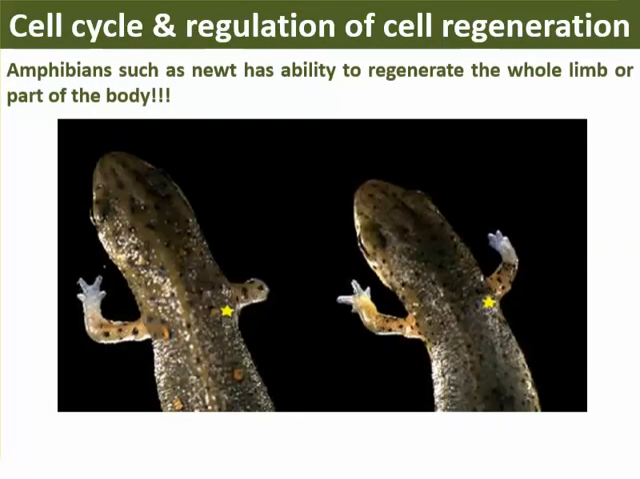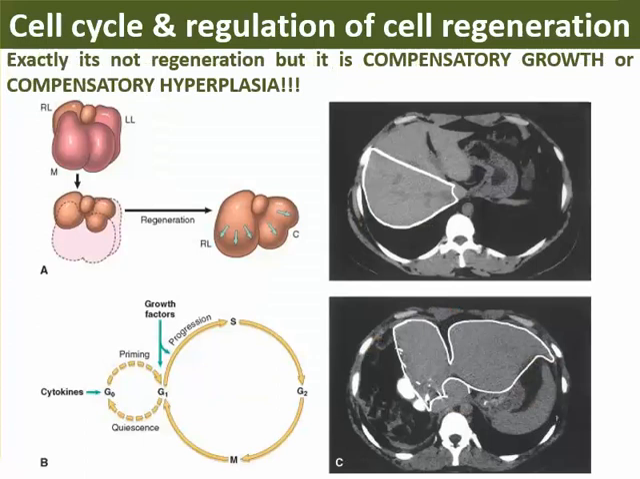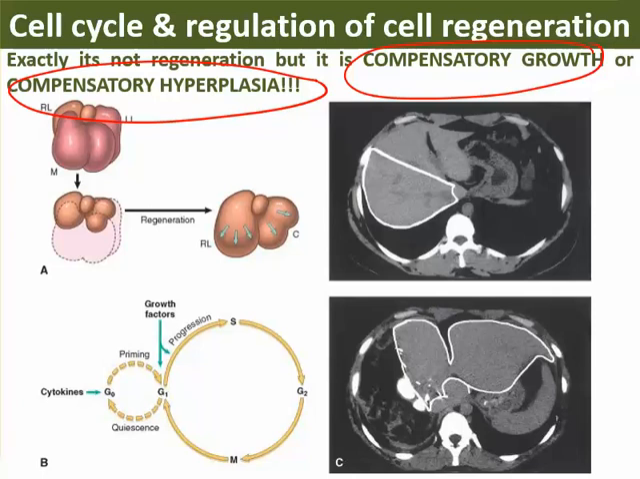So this is the one I was talking about. If you cut this organ's limb, it comes back. It grows back. It is complete regeneration. So that capacity is not given to the human being. In the human being, what we have is called compensatory growth, otherwise called compensatory hyperplasia.